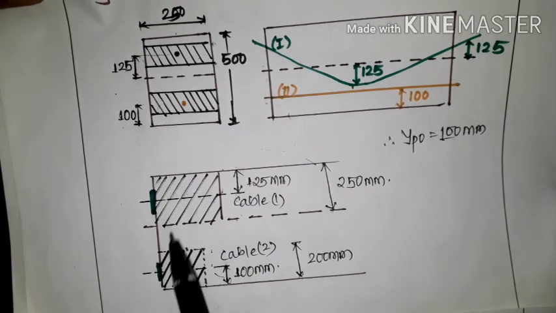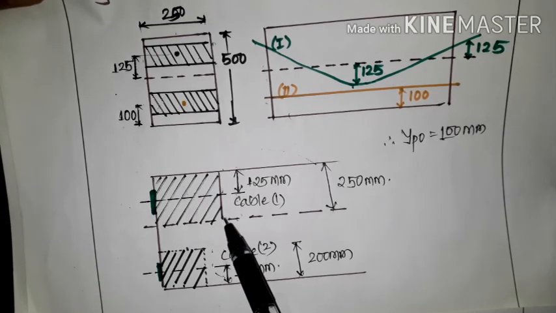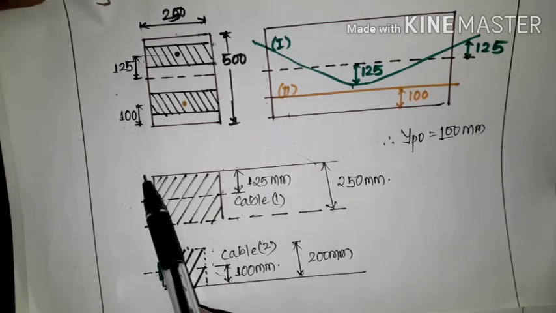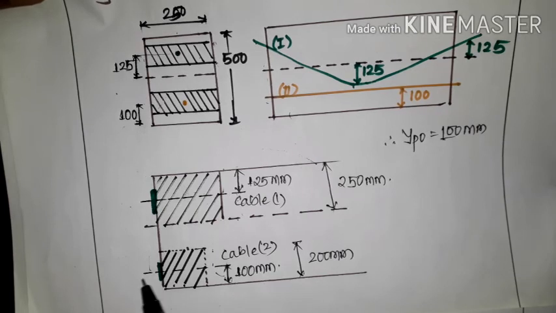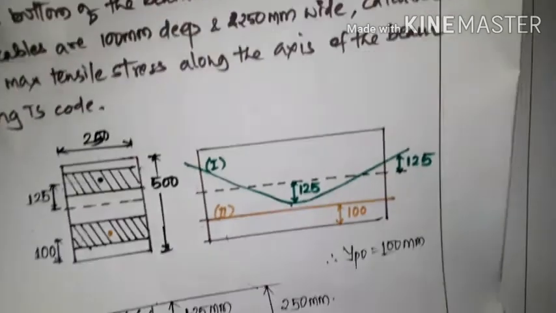Okay, understood? Now our cable 1 center is 125 from here, so you have to make it double. I told you, you have to make it double. So 125 plus 125, 250, which is again the center of the section because the total depth is 500. For cable 2, this is 100, so you have to make it double, so 100 plus 100, 200. Understood? So now we'll proceed for the calculation.